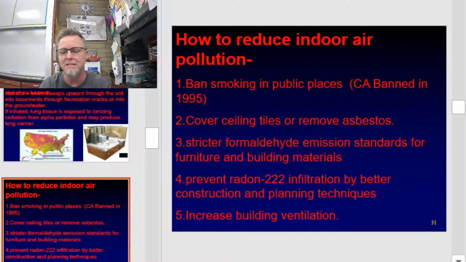You could cover ceiling tiles to remove asbestos. You could have stricter formaldehyde emission standards for furniture and building materials. You could prevent radon infiltration by better construction and planning techniques, and you could just increase building ventilation.